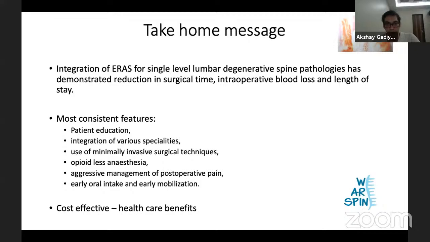And third, I think the immediate go-to thing will be early mobilization, which we anyhow follow, and early oral intake. So this is something which restores the homeostasis very early, and brings the patient back to baseline, which again aids in early recovery.